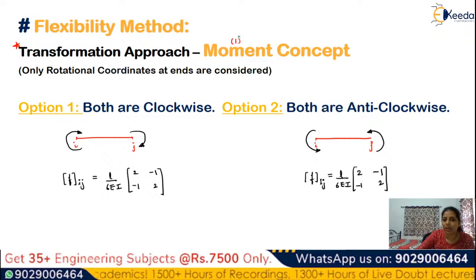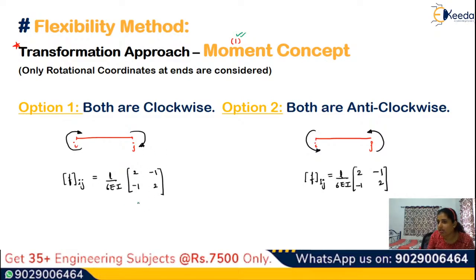So the standard case for the transformation approach can be taken into two concepts. One is the moment concept. If you're going with the moment concept, there are two things here, both clockwise and both anti-clockwise. If they are both clockwise or both anti-clockwise, it doesn't matter. The flexibility matrix will be L by 6EI times [2, -1; -1, 2]. If you invert this, you will get your stiffness matrix, or if you invert the stiffness matrix, you will get your flexibility matrix, right? This is the standard value which you will be using, whether it's both clockwise or both anti-clockwise. This is the formula for the moment concept.